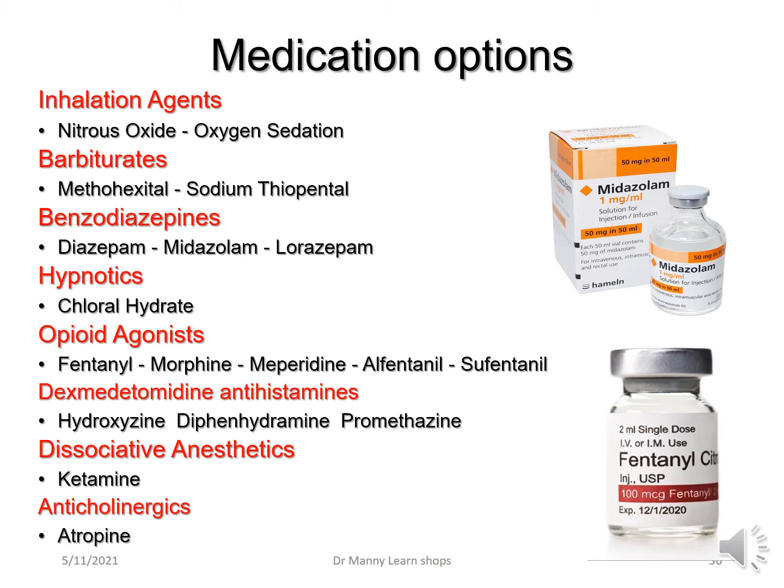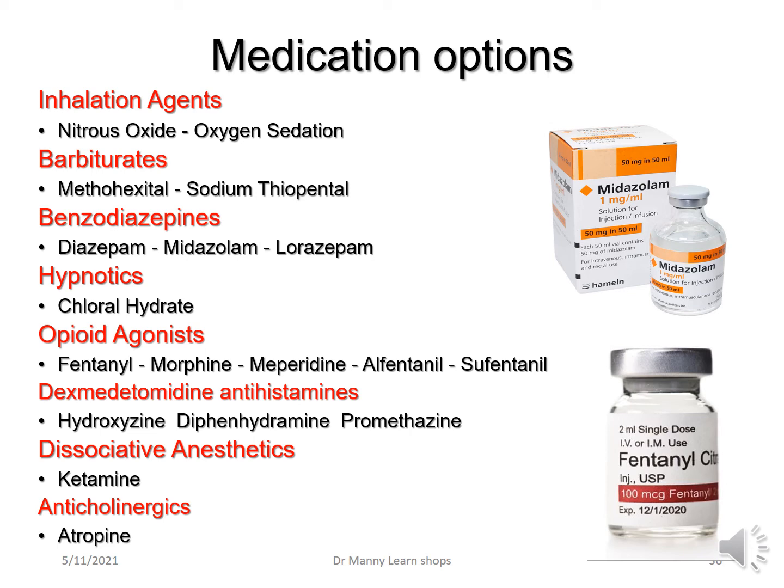You've got barbiturates, methohexital, sodium thiopental. You've got benzodiazepines, which we're going to review, which could include diazepam, midazolam, lorazepam, and many, many more. You've got hypnotics, which could include chloral hydrate or ketamine. Ketamine is also a hypnotic, but I've put it under a different classification as a dissociative anesthetic agent. You've got opioids or narcotics: fentanyl, morphine, meperidine, alfentanil, sufentanil.